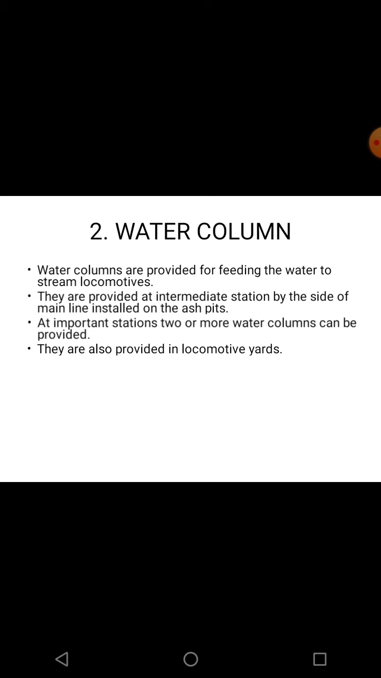Now the water will come into this water column from the overhead water tank. So the water is supplied to the water column through an overhead water tank. Now this water column consists of a vertical pipe with a swing arm, and at the end of the swing arm there will be a swan neck shape. This will be seen in the next slide in the water column figure.